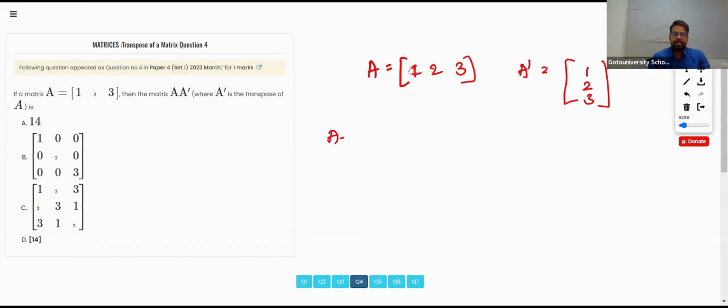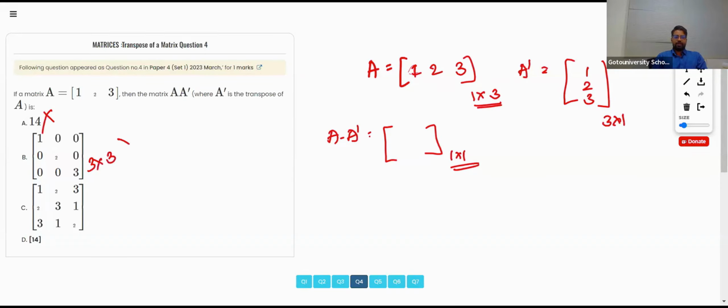Now what we have to do? We have to multiply A with its transpose. So what are we getting? So tell me, what is the order of this matrix? 1 cross 3. What is the order of this matrix? 3 cross 1. So when you multiply 1 cross 3 and 3 cross 1, it should give you what order? 1 cross 1. Now can you eliminate the wrong options? Which of them are not 1 cross 1? Option A is not at all a matrix, it's just a number, so it's wrong. Option B is 3 cross 3, which is not correct. Option C is also 3 cross 3, which is not correct. Then what are we left with? We are left with only D.